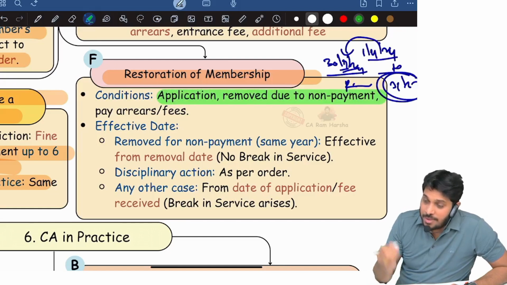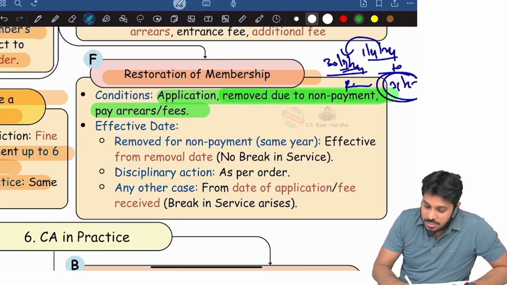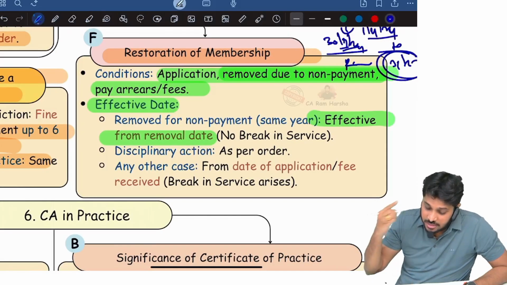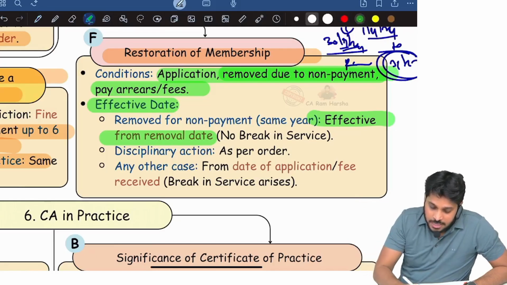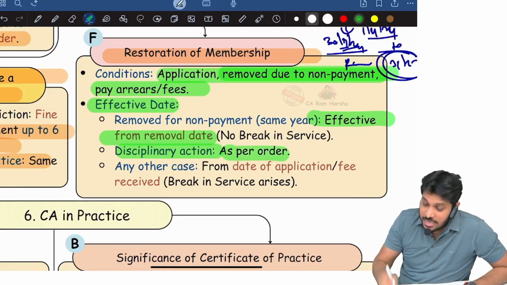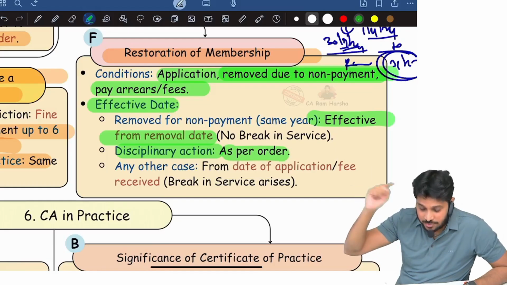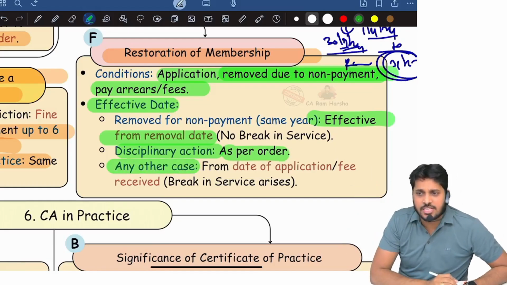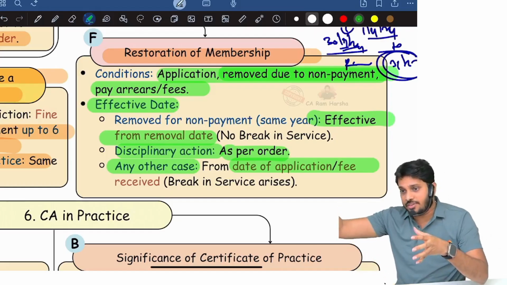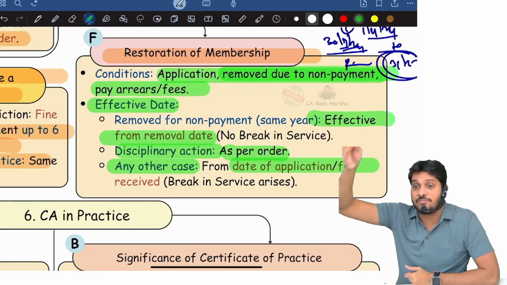Okay. Next, restoration of membership. Conditions: you need to make an application. If membership is removed due to non-payment of fee, the restoration will be effective from the date of removal, if you pay the fee within 31st March. In a disciplinary action, if the name is removed, then the disciplinary order will tell when the restoration date will be. And in any other case, for example, if the application is received after the end of the financial year, then restoration will be from the date of application.